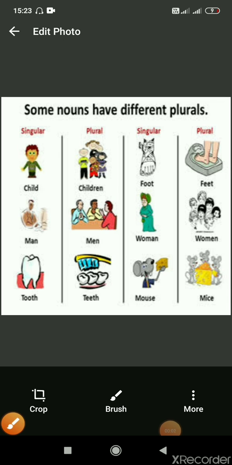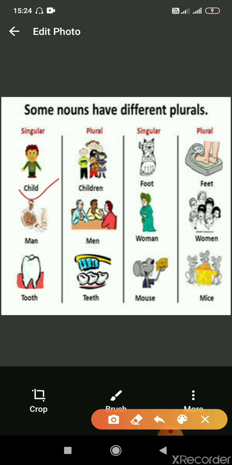We have some nouns that have different plural forms. We don't add s or es here for plural forms. Let's see some examples for this. Child, and the plural form of child is children.